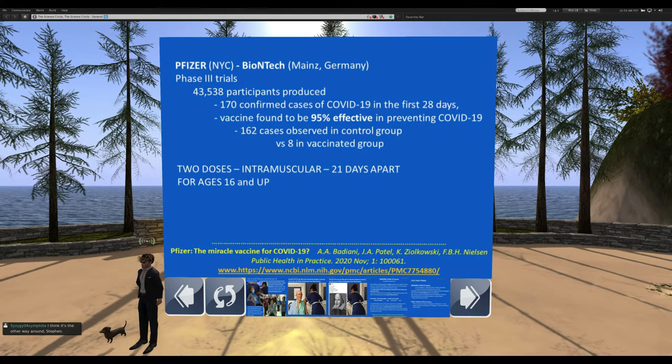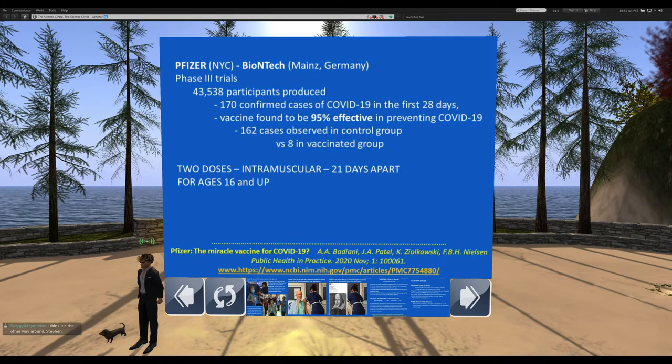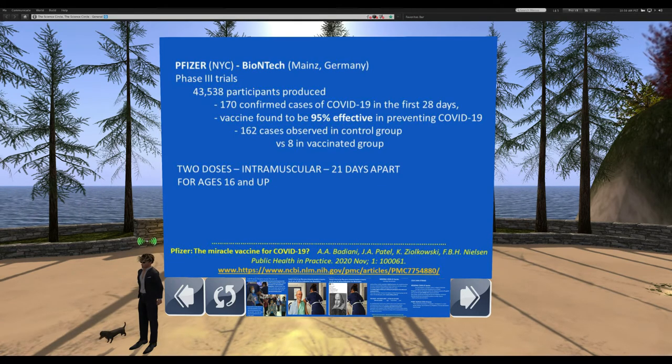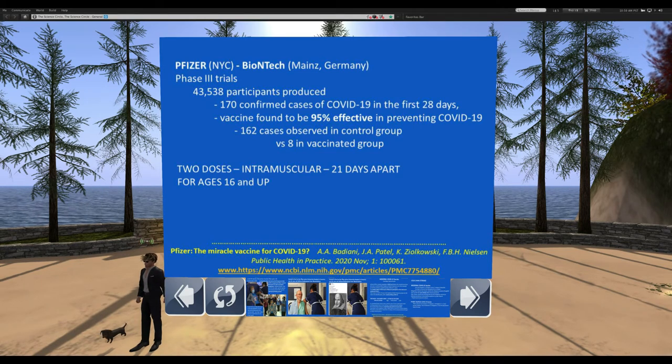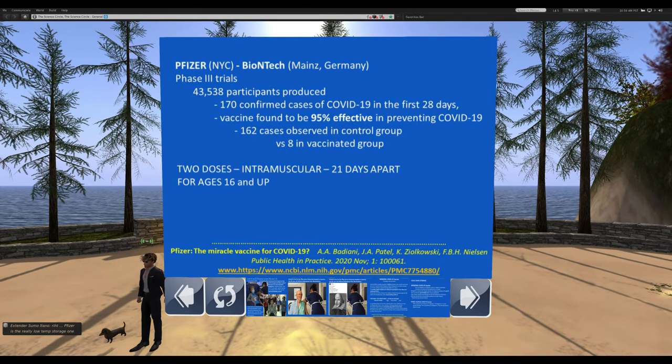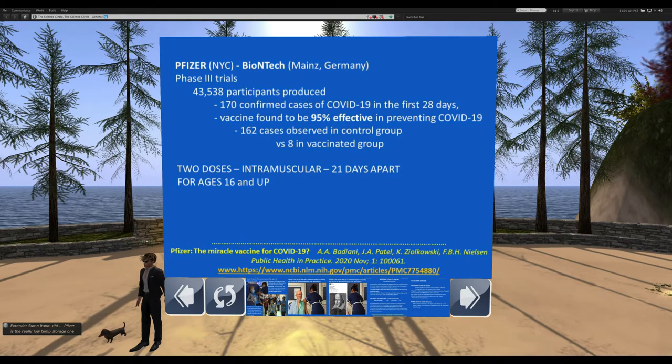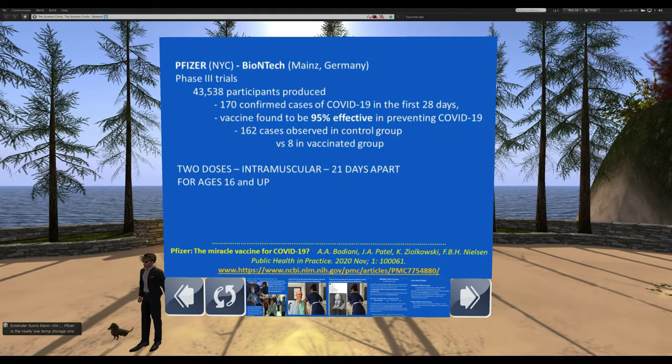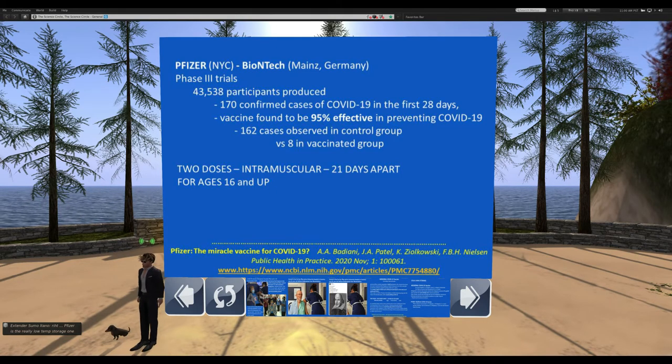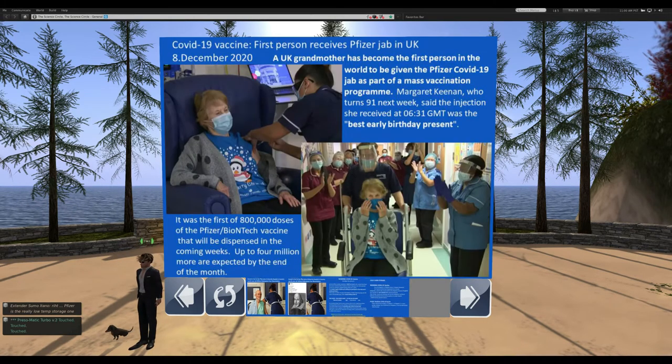In the development of the Moderna vaccine, they had questions with transverse myelitis, where you've got inflammation across the spinal cord, which is really scary. But I don't think those were felt to be related. The Pfizer is for 16 years old and up.